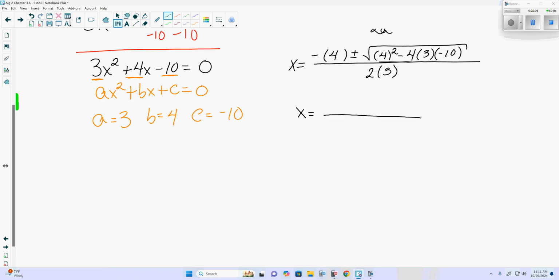Questions on how we got to this point here? All right. Negative 4 is going to be what? Negative 4. The denominator, 2 times 3 is 6. We didn't need that extra.